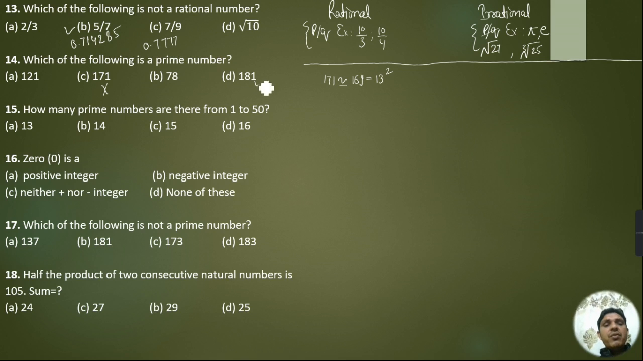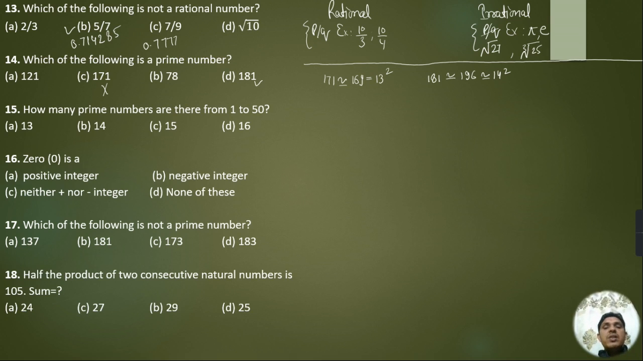And if we check for 181, the nearest square is 196, and this is the square of 14. Just check by all the prime numbers. So 181 is not divisible by any of the prime numbers up to 14, so the number will be a prime number.